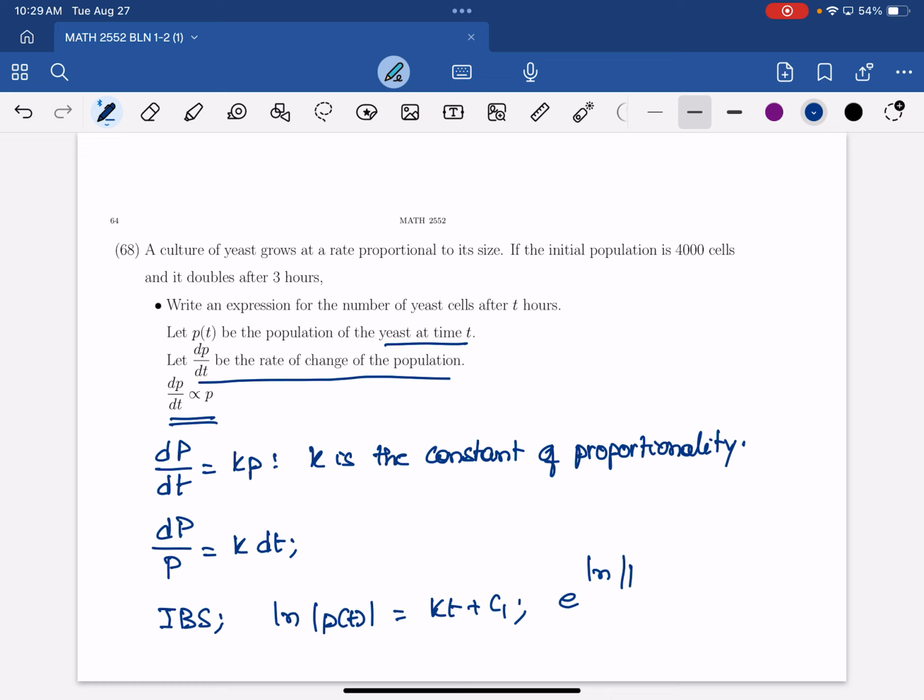So you write that. This is a very computational process, right? So this will give you that P of t is going to be C times e to the kt, where your C is going to be e to the C1. Okay? I'm going to upload these notes along with the video, so you don't have to be busy writing whatever I write.